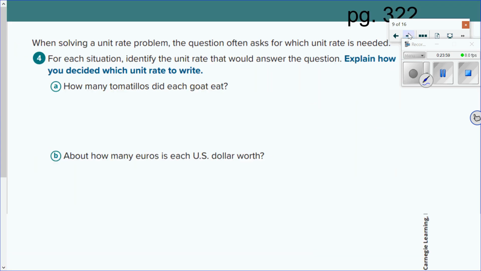We're on 322. When solving a unit rate problem, the question often asks for which unit rate is needed. So that's going to be a big key for you. If you don't want to have to do both unit rates every problem, pay attention to the question. So, for example, how many tomatillos did each goat eat? If I go back, what did it show? How many tomatillos when it was one goat? 2.4.